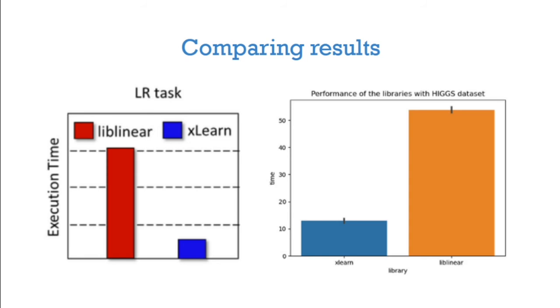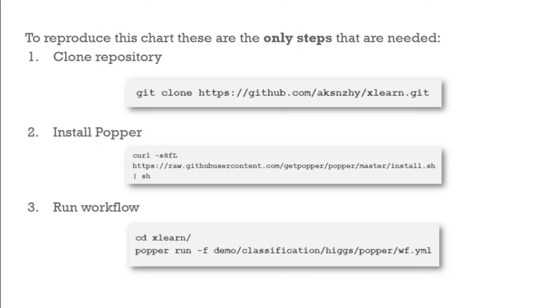So, as we can see, the reproduced chart is very similar to the one Xlearn has in their repository, showing that Xlearn is way below LIBLINEAR as expected. To reproduce this chart, these are the only steps that are needed. First, you have to clone the repository, then you need to install Popper just with this simple command, and finally, just run the workflow.